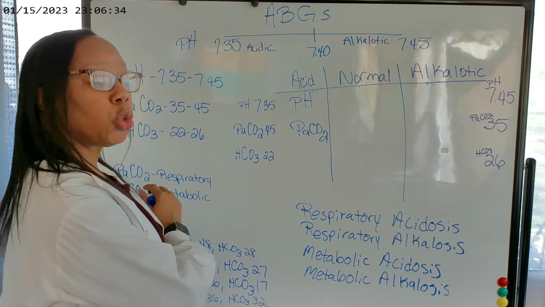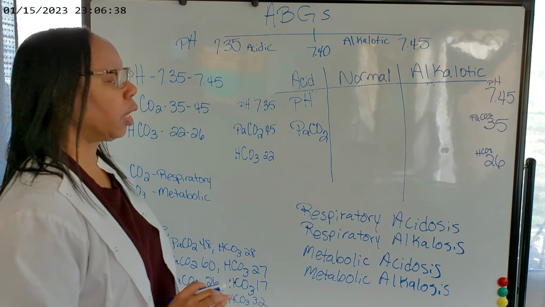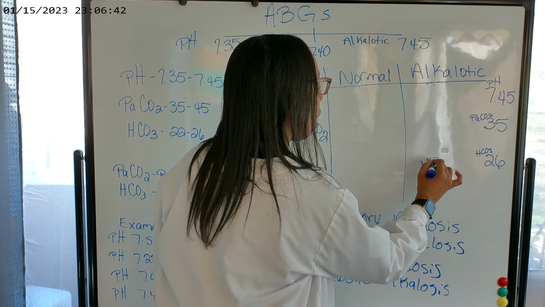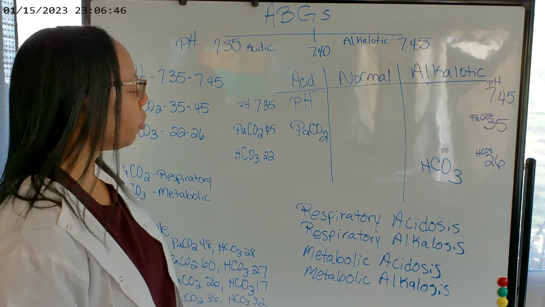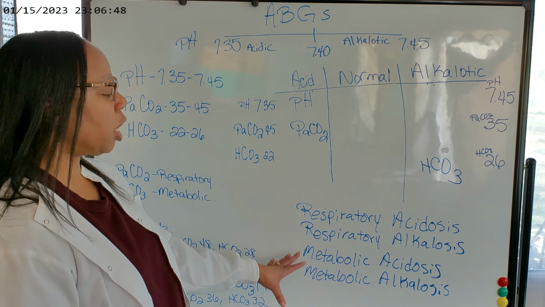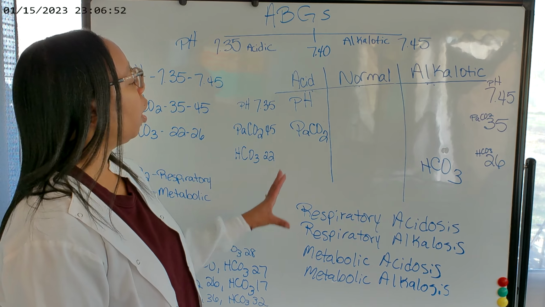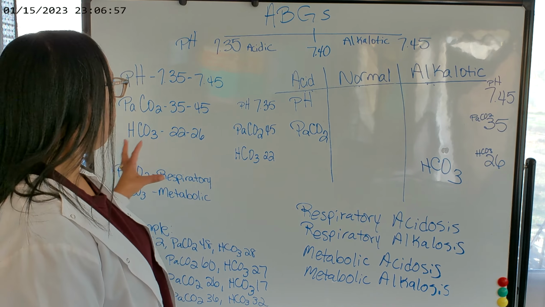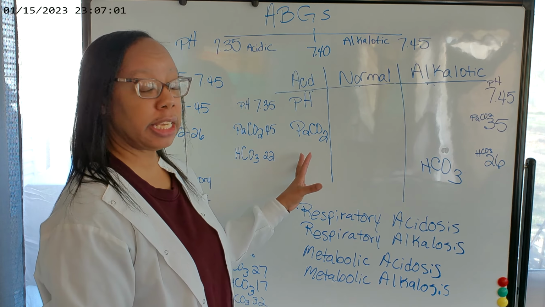Is that below 22, above 26, or somewhere in the middle? It's above 26. So right now, our bicarbonate is alkali. To determine if it's respiratory or metabolic, which one matches our pH? Our PaCO2 matches our pH. So therefore, we know it's a respiratory issue. And they're both on the acidic side.